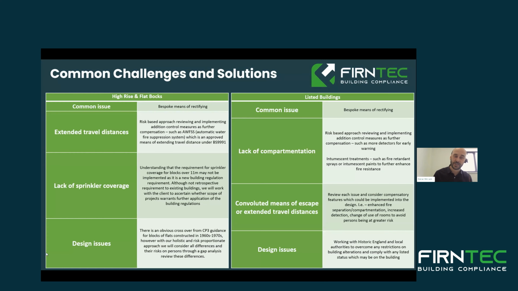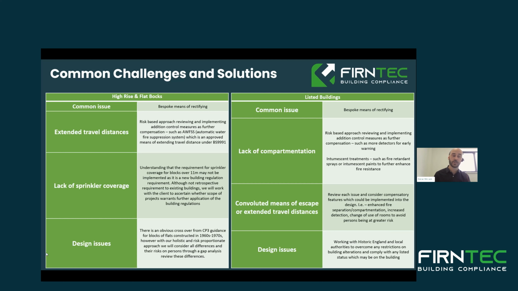But just a few common challenges that we find with regards to construction and design with high-rise and flat blocks and listed buildings. So with high-rise and flat blocks, you've got the likes of extended travel distances. So basically ways to get around that and rectify that. You conduct a risk-based approach, reviewing and implementing additional control measures as further compensation, such as AWFSS, automatic water fire suppression systems, which is an improved means of extended travel distance under BS 9991.